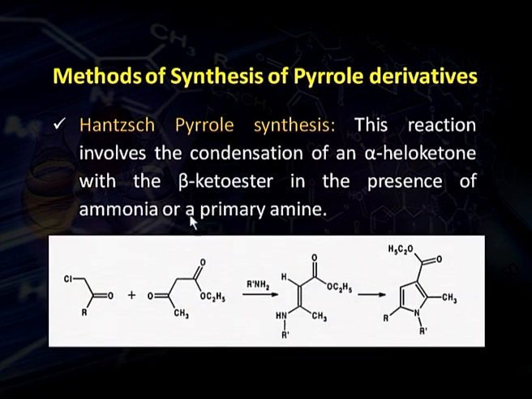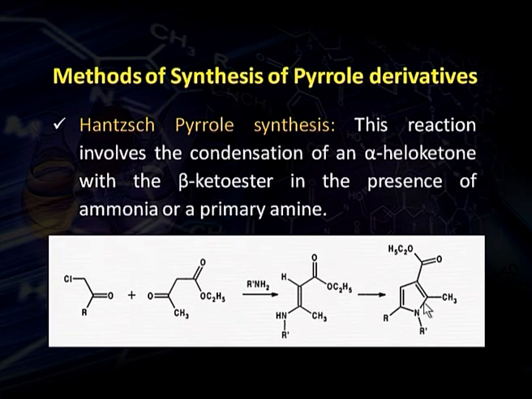This is the scheme of the reaction: alpha haloketone condenses with a beta ketoester, for example acetoacetic ester, or it may be some other derivative of acetoacetic ester, and then in the presence of ammonia or primary amine, where R may be methyl, ethyl, isopropyl or any other alkyl group, they condense together to give first this intermediate and then the final product, which is a derivative of pyrrole.